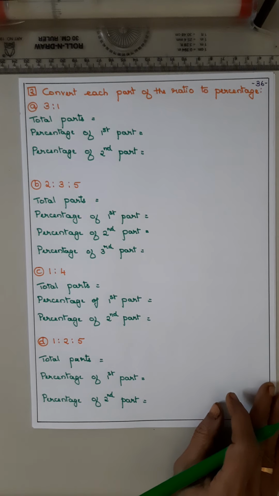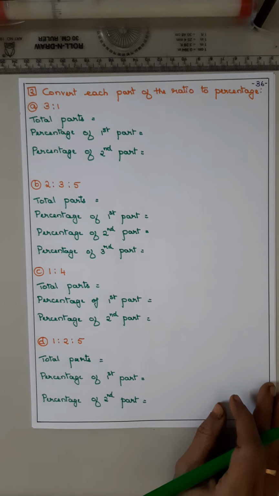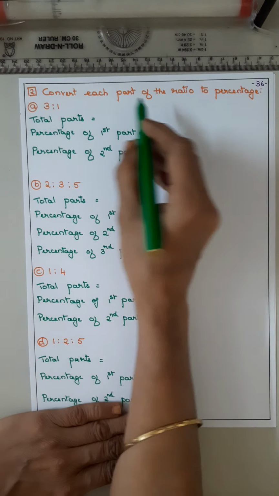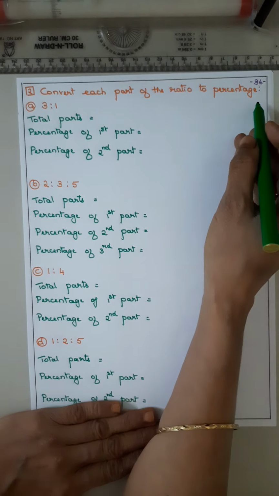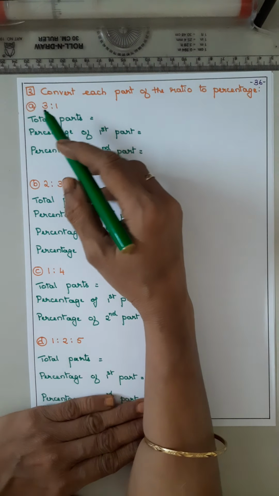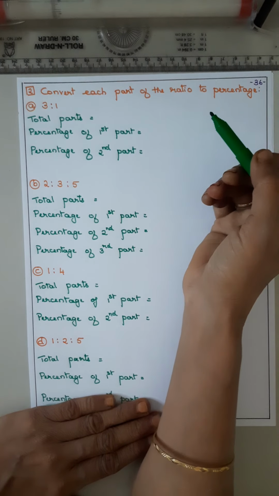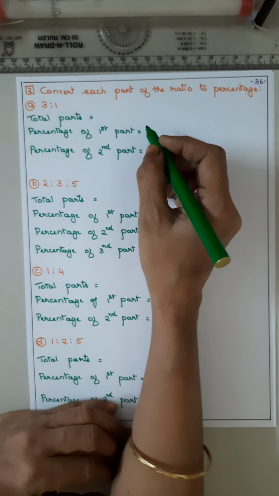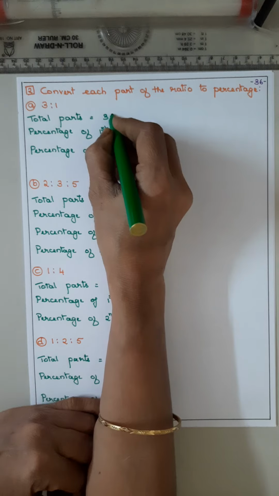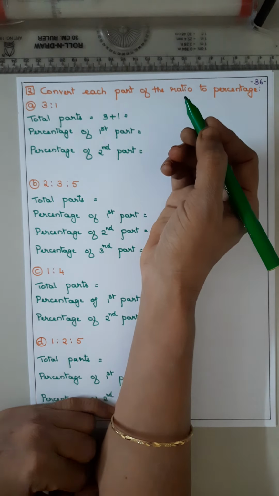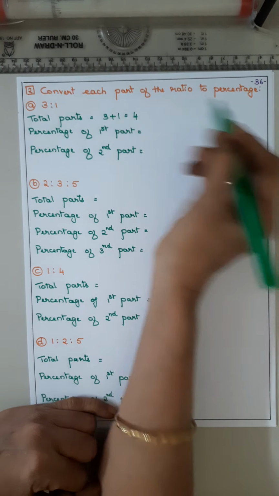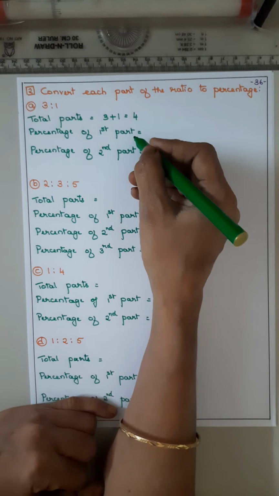Now it is in the ratio. Remember this type of sums we have done already in the revision, the examples, and try these sums, isn't it? So convert each part of the ratio into percentage. So first question is 3:1. So total parts, first we have to find out the total parts, isn't it? So 3 plus 1 is equal to how much? 4.